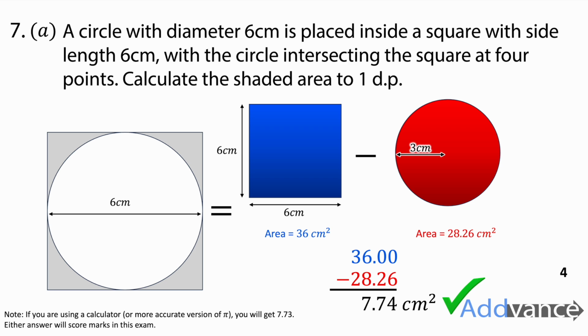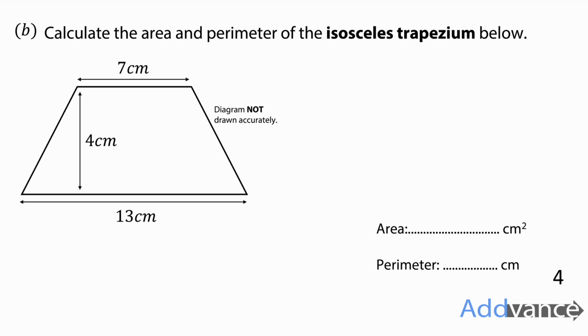Now, 7b says calculate the area and perimeter of the isosceles trapezium below. The word isosceles is important because it tells you this is a symmetrical trapezium and two sides are the same length. To find the area, that's a little bit easier than the perimeter. We do the top plus the bottom, divide by 2, times the height. A plus B divided by 2 times the height. That's an equation you should have memorized.